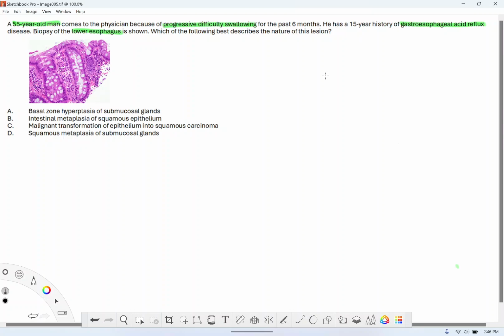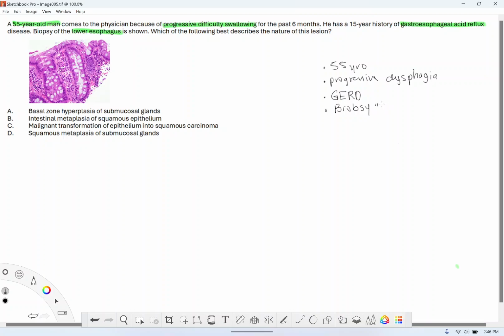Okay. Now, when you look at the biopsy of this patient, this should be a straightforward question. So let's just do this. 55-year-old male has progressive dysphagia. Dysphagia is difficulty swallowing. And he has GERD, gastroesophageal reflux disease. And then there's a biopsy of the lower esophagus shown. What do I see on biopsy?